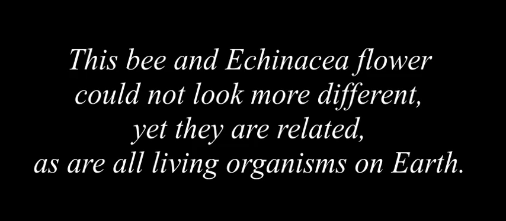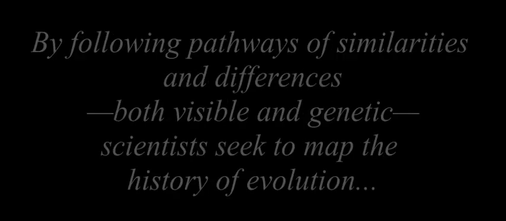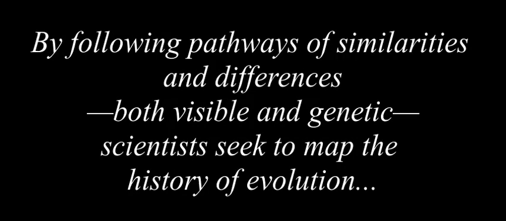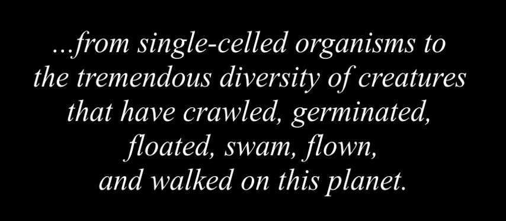Introduction. This bee and echinacea flower could not look more different, yet they are related, as are all living organisms on Earth. By following pathways of similarities and differences, both visible and genetic, scientists seek to map the history of evolution from single-celled organisms to the tremendous diversity of creatures that have crawled, germinated, floated, swam, flown, and walked on this planet.